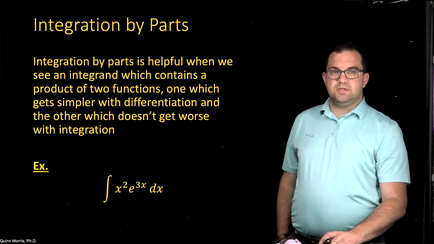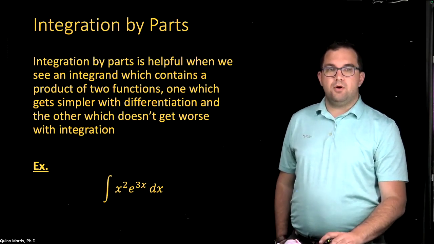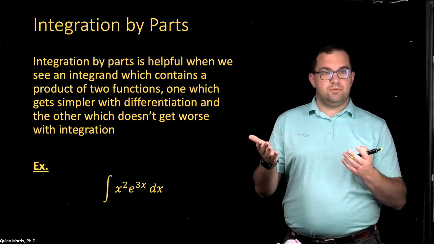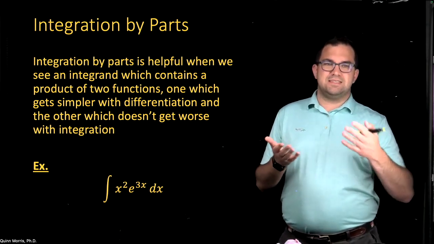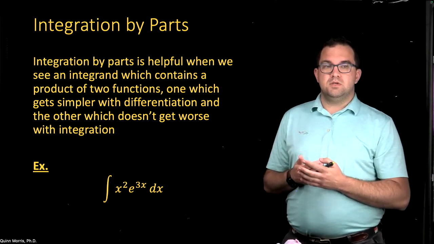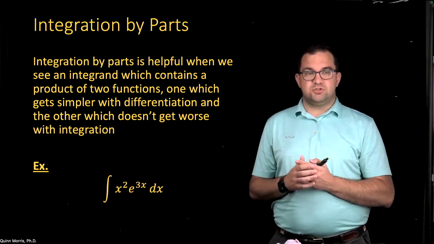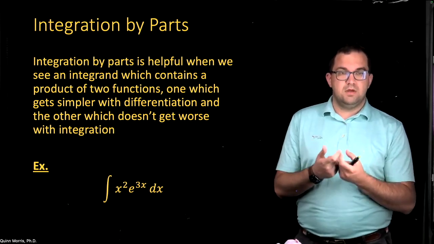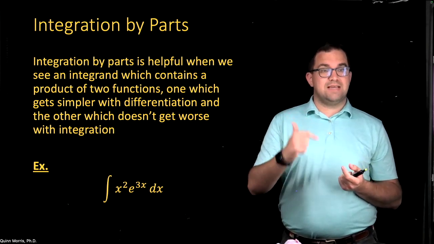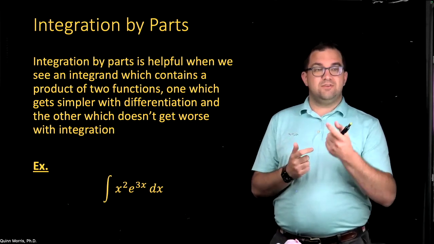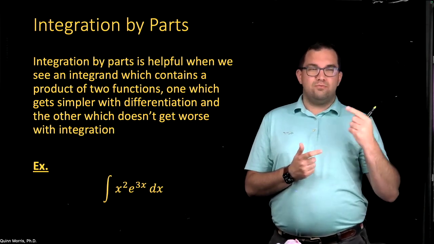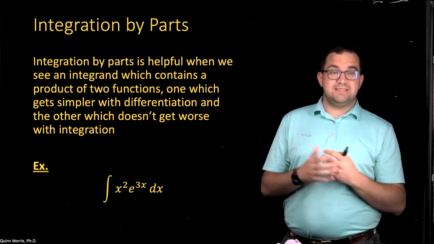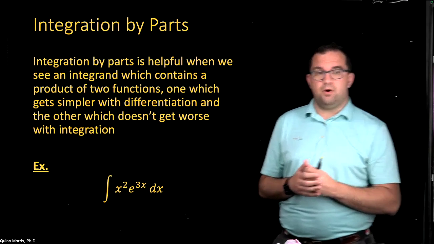Now, the next method of integration we discussed was integration by parts. Integration by parts is helpful when we see an integrand which contains a product of two functions, one of which gets simpler with differentiation, and the other which at least doesn't get any worse with integration. So if we look at this example, we see an x squared times an e to the 3x. So our integrand is a product of two functions. The function x squared will get simpler as I differentiate it. The function e to the 3x, as I integrate it, won't really get any worse. I'll pick up some constants out front, but it really won't get any worse. So I start to think this is probably a pretty good candidate for integration by parts.